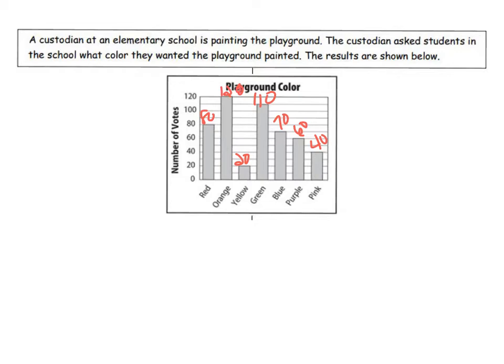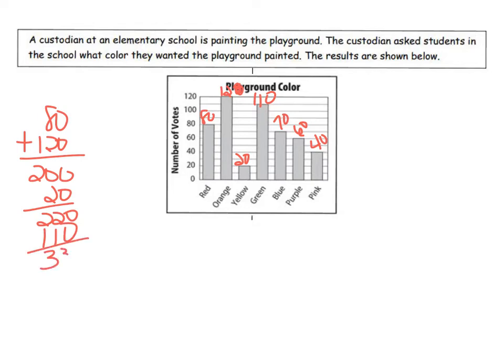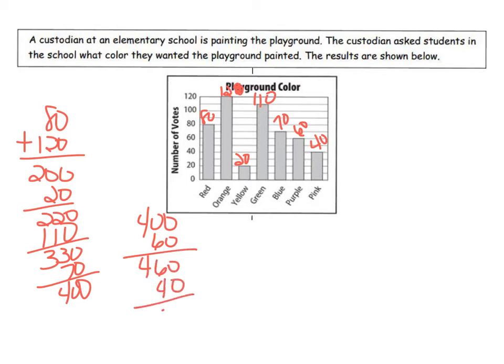we have to find a total. So let's go ahead and add those up. So we have 80 plus 120 is going to give you 200. 200 plus 20 is 220. 220 plus 110 is 330. Plus 70 is 400. Plus 60 is 460. Plus 40 is 500.